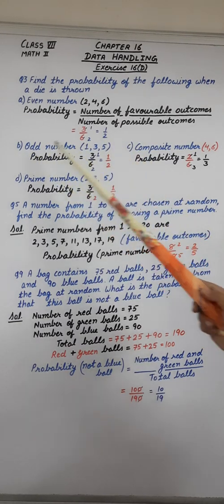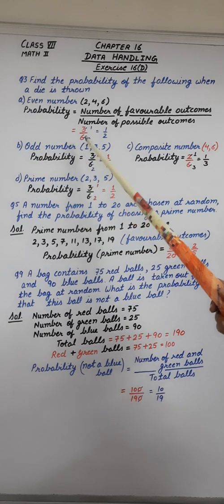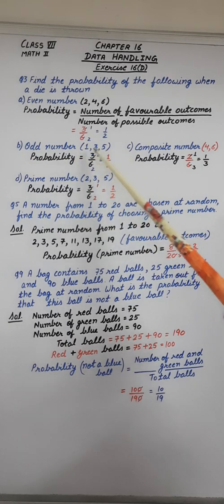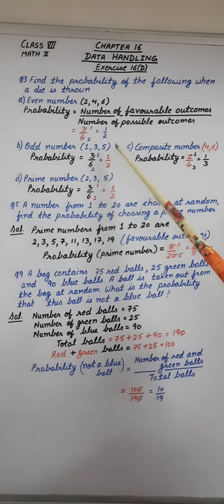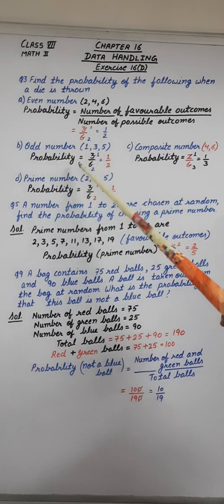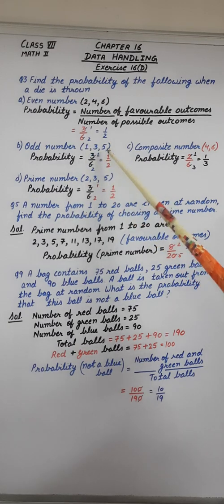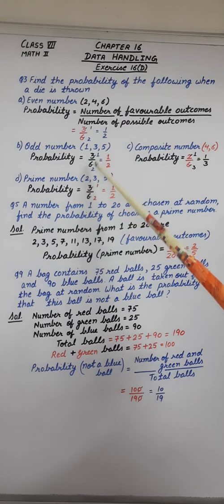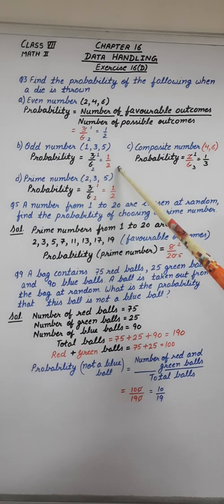Similarly, second one is odd number. As we know, 1, 3 and 5 are the odd numbers when we throw a dice. Now, probability of this odd number is, number of favorable outcomes, they are 3. Total outcomes, they are 6. So, total outcomes will always be 6. Now, reducing it, 1 by 2.